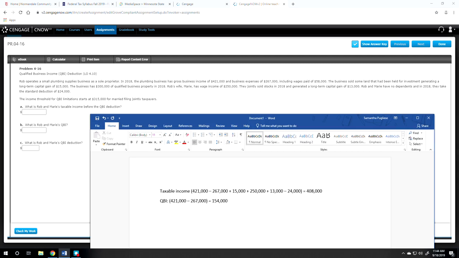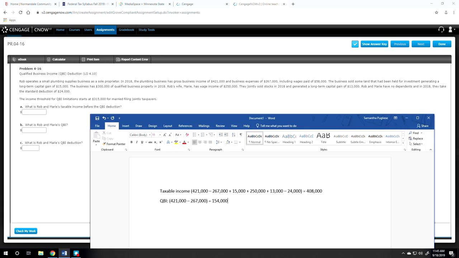Okay, so now here's where it gets really exciting. Part C. Part C wants us to calculate Rob and Marie's qualified business income deduction. And this is super complex. So if we didn't have any sort of limitations that we had to pay attention to, like in number 15, you guys don't have a super high income taxpayer like we do here in number 16. So there's some limitations. So notice how in the problem they pointed out that the income threshold for qualified business income limitations starts at $315,000.